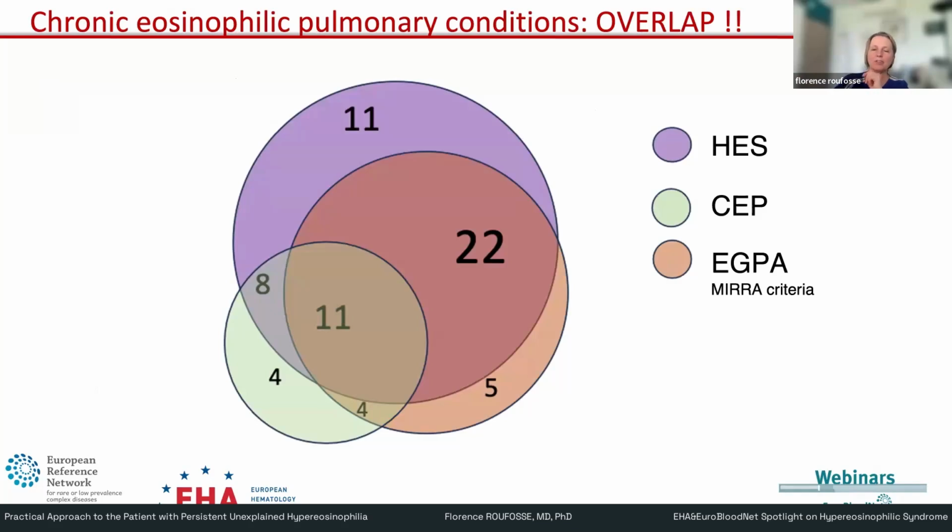And this overlap is actually pretty interesting, and I'll explain that later on. But you can see here that the EGPA MIRA criteria are present in many, many patients. Those who are not in these criteria, generally the problem is they just don't have asthma. But if you have HES and asthma, it's pretty easy to fall into the MIRA diagnostic criteria. And we're going to see later on why this is interesting for patients and access to targeted therapy.